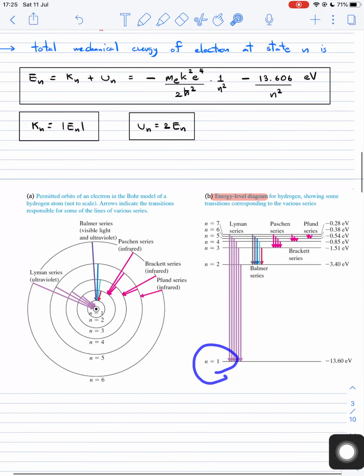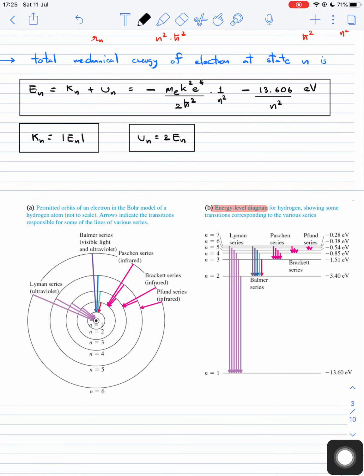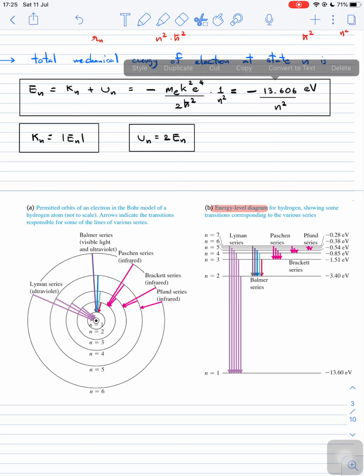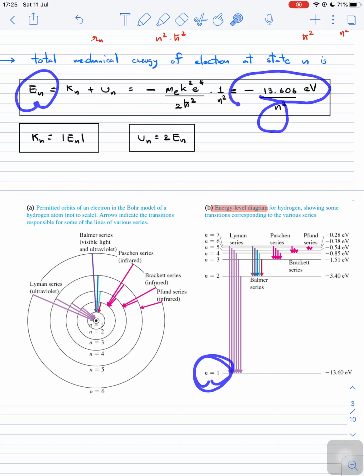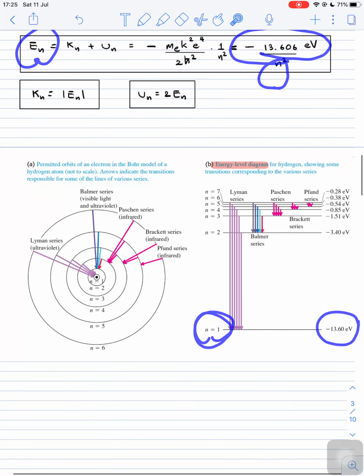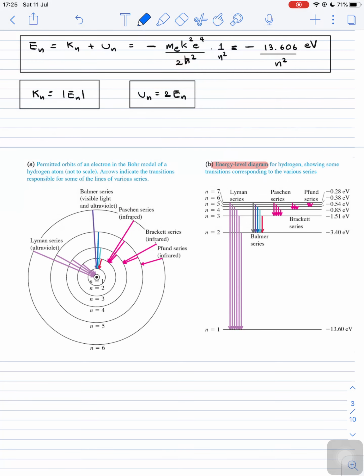Okay, so now for n equal to 1, you can see that if we plug in n equal to 1 here, I forgot the equal sign. So if n equals 1, you just substitute, and we get that E_n, or E1, equals negative 13.606, which is equal to this value. For n equal to 1, we just call it the ground state.